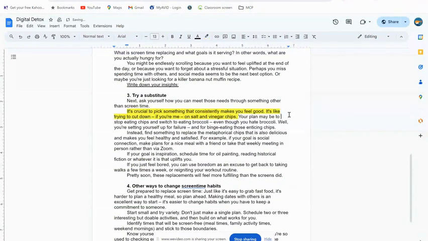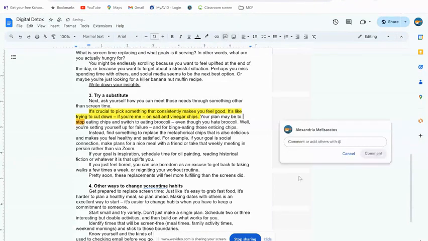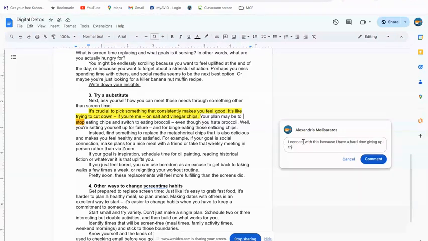With your pen or pencil in the margin, you're going to write a question, comment, or connection to what you highlighted. So for example, and I'm just doing this digitally, it says, it's crucial to pick something that makes you feel good. It's like trying to cut down, if you're me, on salt and vinegar chips. Okay, I connect with this because I have a hard time giving up things that make me happy. And that makes me happy. And so it's going to be hard for me, just like the author said in this text.